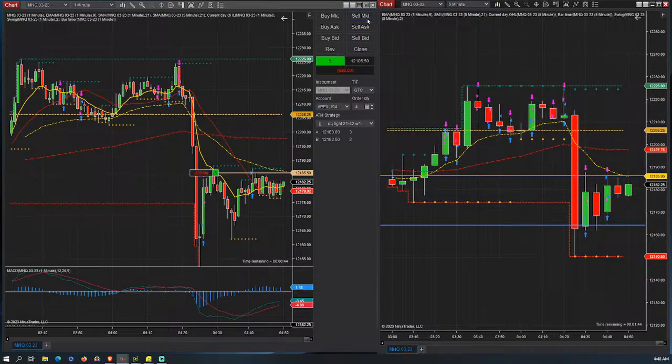We may go up now. Let's see. I'm looking at the order flow chart. It's not saying anything indicative of a move, but potentially we could hold this level and move up. We should be able to get 12,186, which is my entry.